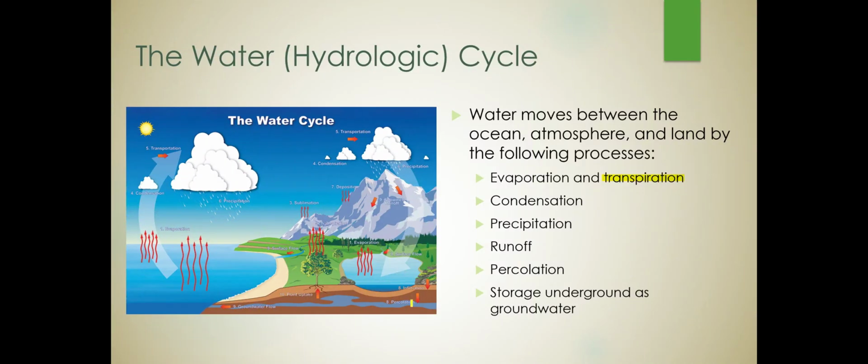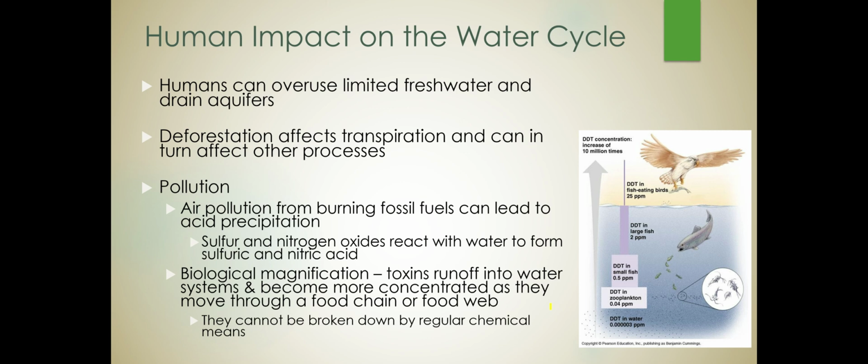Percolation is when it goes down into the soil, and then it can be stored as groundwater. Now, one of the things we're going to look at with each cycle is how do humans mess it up? And what we're going to find is that humans are pretty detrimental when it comes to ecosystems. We tend to do things that negatively impact the environment around us. And so one way that we can affect the water system is through overuse.